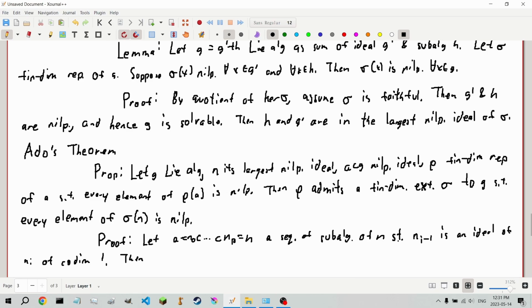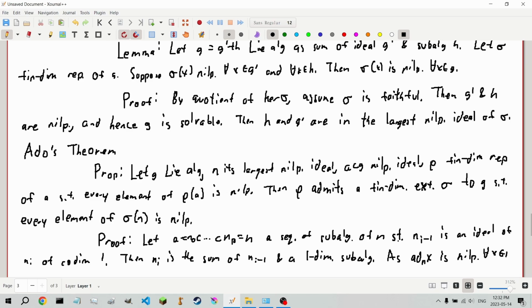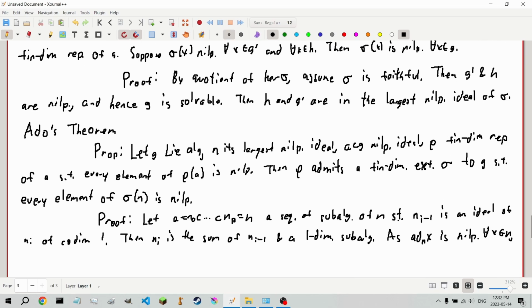Then n_i is the direct sum of n_{i-1} and a one-dimensional subalgebra. As the adjoint of x on n is nilpotent for all x in n, I specify all x in my context.